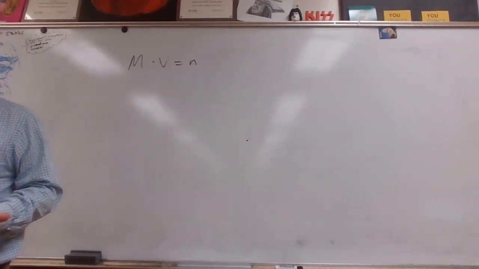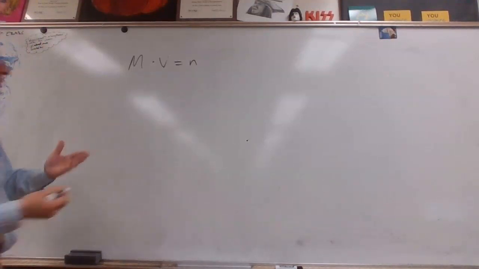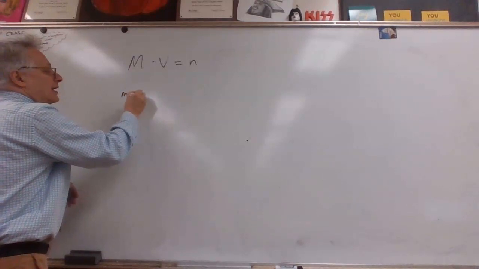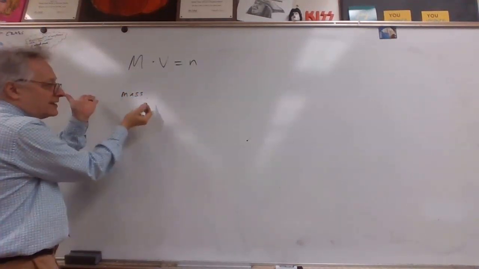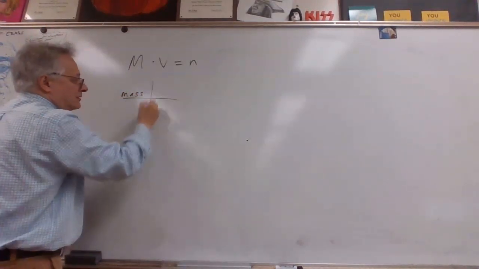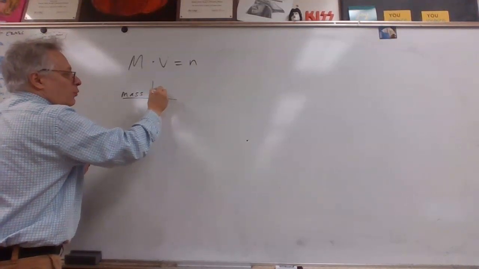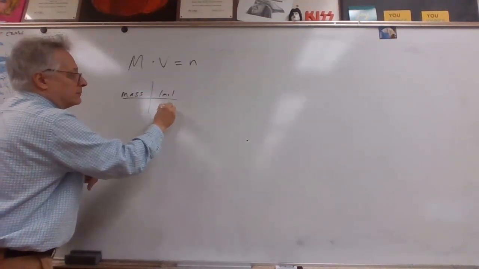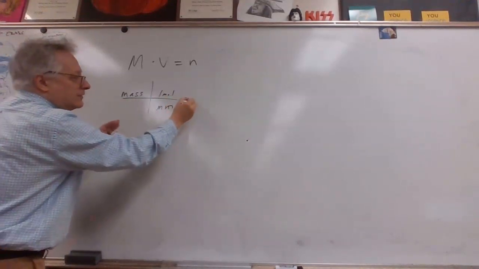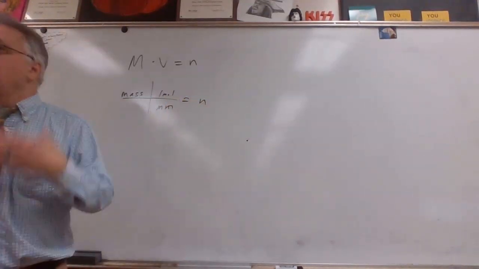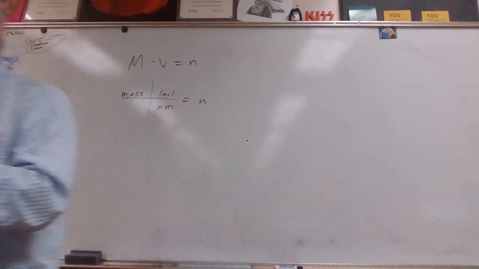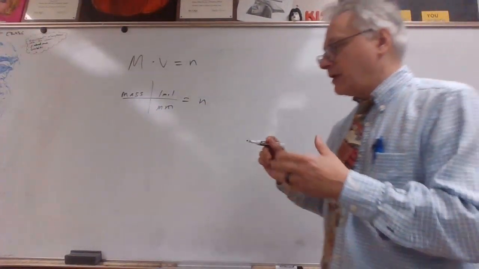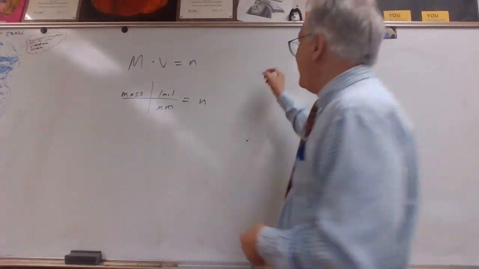And of course, the other way to get number of moles is to take your mass, say I've got 50 grams, and then you go 1 mole, and you put the molar mass down there, molecular weight. So that would give you your number of moles as well. Don't forget that.